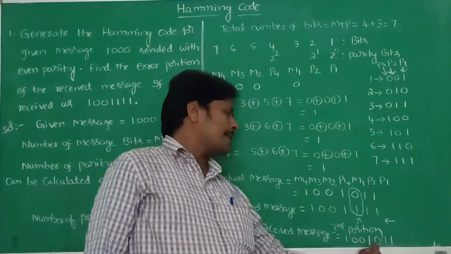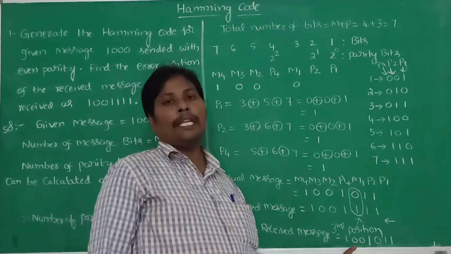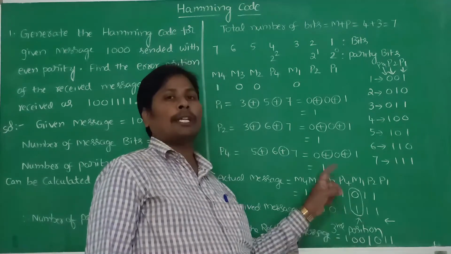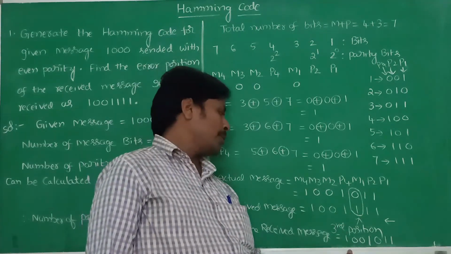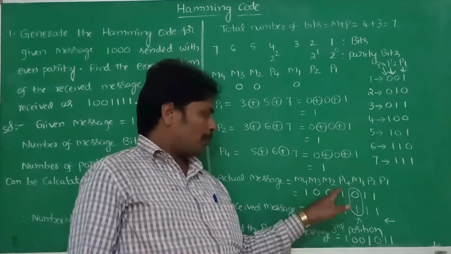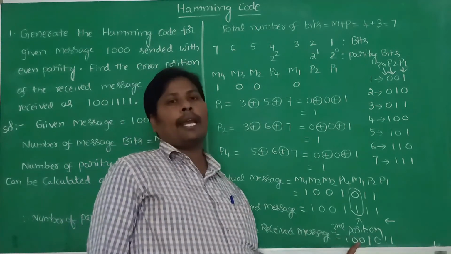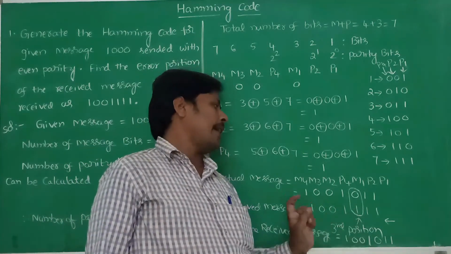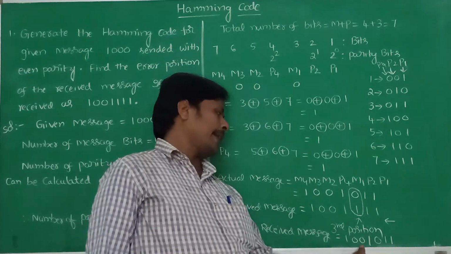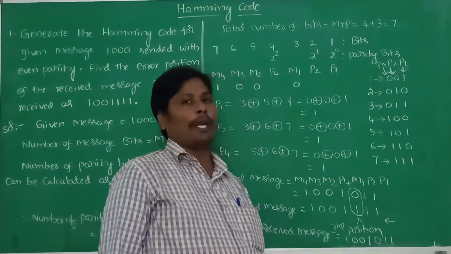How many ones are there? 4 ones are there. Now it satisfies the even parity. The message can be sent with even parity. After correcting the error, the received message also contains even parity. Here at this position we detect the error, then we correct it by changing the third position bit 1 to 0. Then we get the correct received message 1 0 0 1 0 1 1.